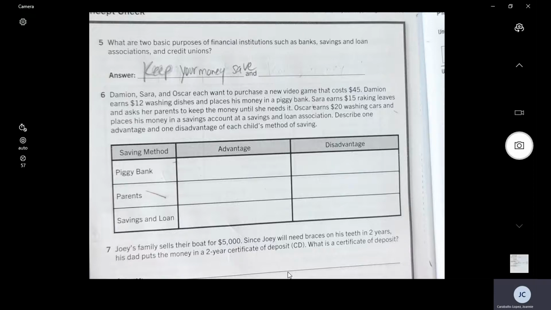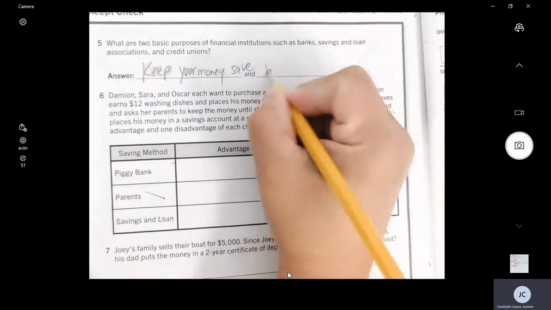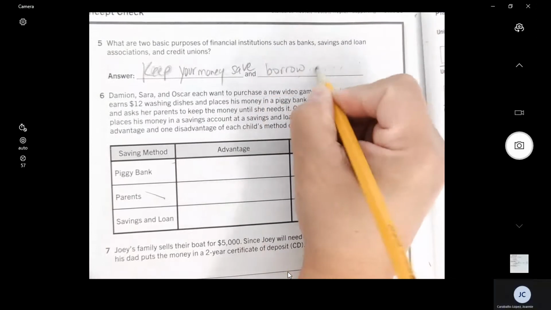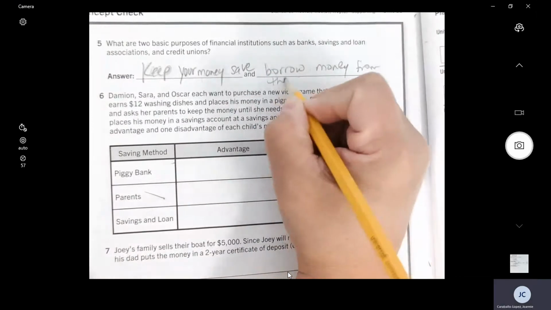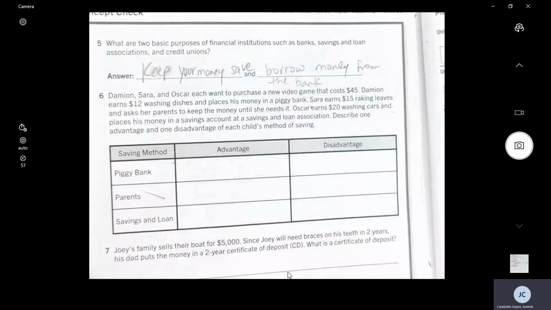Like if I'm going to buy a house that costs $150,000, do you think I have $150,000? No. So what do I do? I get a credit card. I can get a credit card, but what else? What is it called? You borrow. I borrow money from the bank, right? Okay.